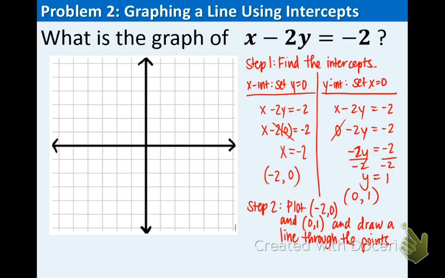Let's plot the x-intercept first. (Negative 2, 0) is right here, and the y-intercept (0, 1) is right here. We're going to connect them with a line and draw arrows to show that it's connecting and going on forever. Feel free to pause here if you need to. This method would not be the best if one of the intercepts was not an integer. As you can see, negative 2 and positive 1 are integers, so it worked out really nice. I would recommend using another method if the intercepts were not integers.